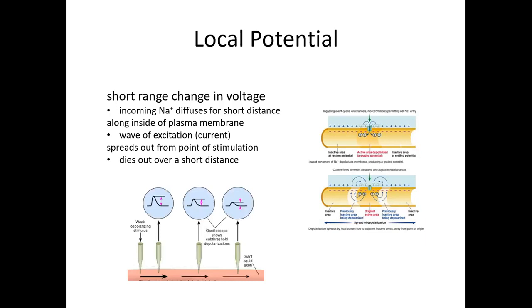But what is important to realize is that this is a very short range change in voltage. Okay? And so it dies out very quickly, which is what this picture is showing. If you have these microelectrodes at 3 different places along the axon, once you have the stimulus, you can see the action potential generated at that point, but then further on, everything is sub-threshold, so you're not going to have sodium entering the cell.